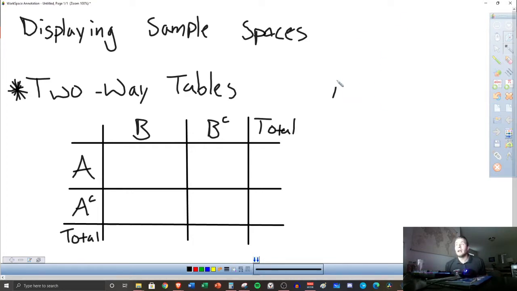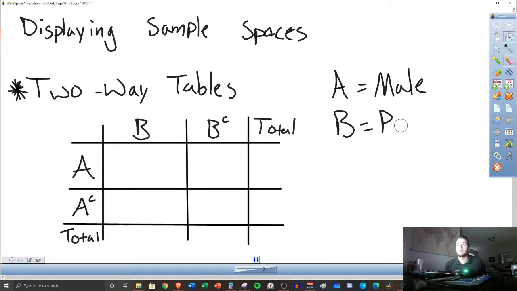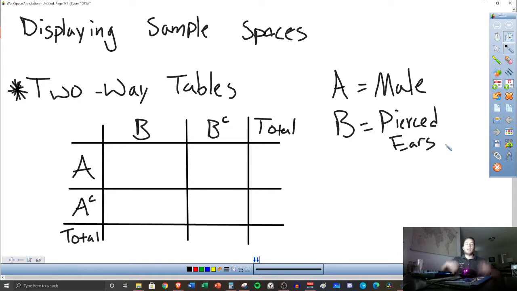So we have A is that you are male. B is pierced ears. I know I'm going to spell this wrong. I before E, right? English people. Pierced ears. Okay, so A is male. B is pierced ears. So we have A, these are all the males. B, this is all the people with pierced ears. Not A would be people who are not male. So typically we're going to think female for that one. And then not B would be people without pierced ears.